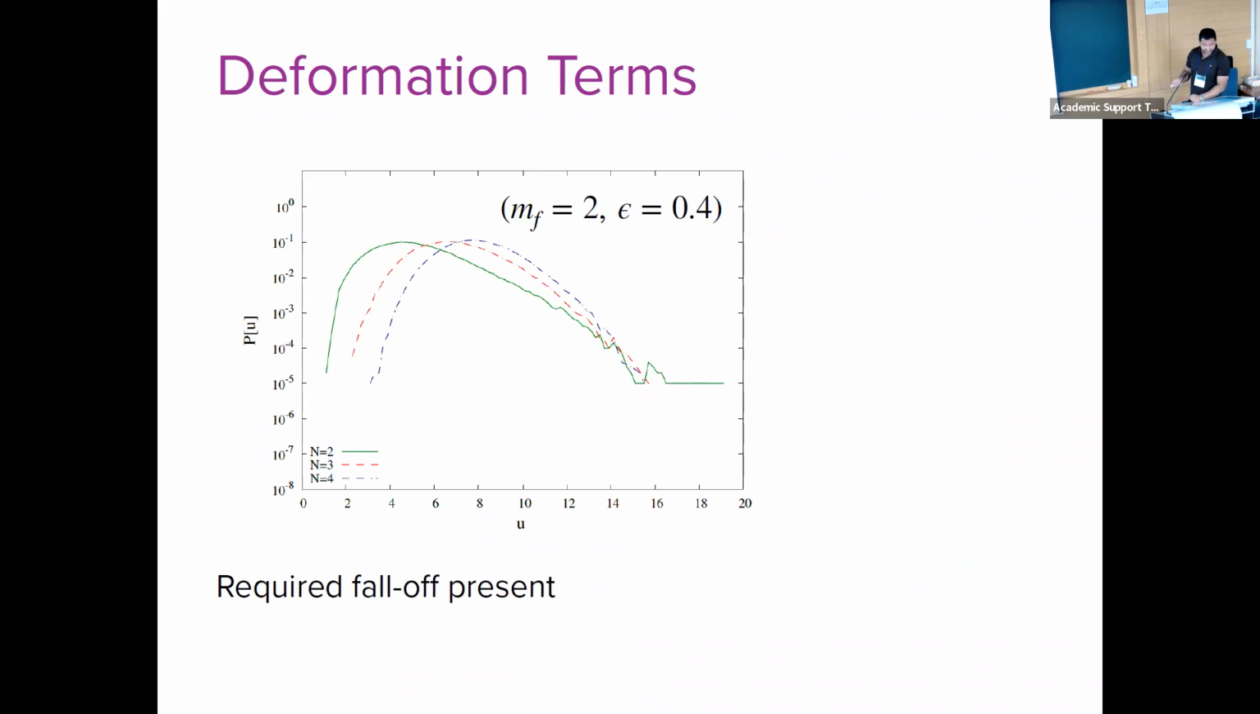We did the simulations for n equal to 2, 3, 4. We wrote the code from scratch, and we want to check our code and make sure that everything is working. The required fall off is achieved for MF equal to 2 and epsilon 0.4.